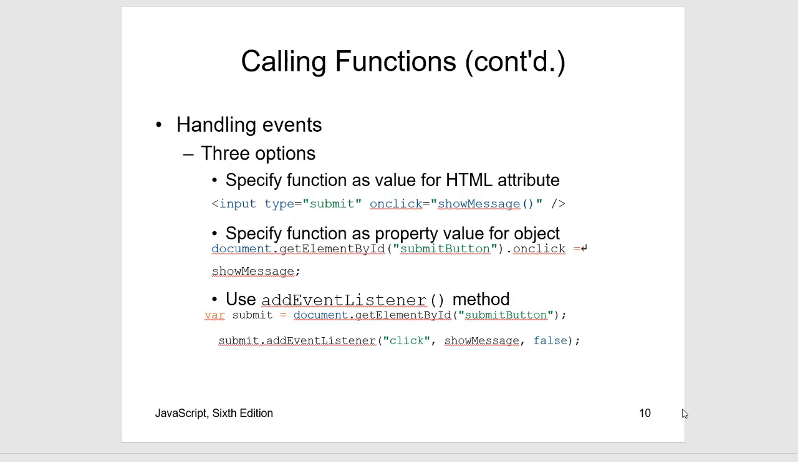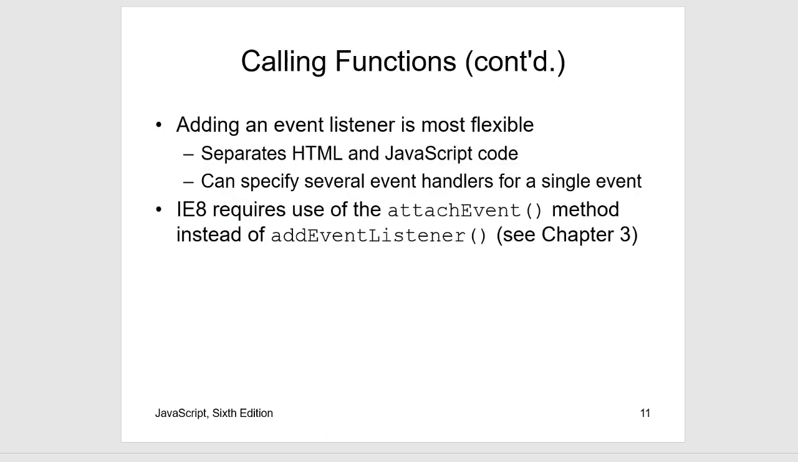document.getElementById submit button .onClick equals show message, meaning that if you find that submit button on the page, if that's what it's called, and regard that element, when it is clicked, it will show message. The addEventListener method is going to check to see if something is done. An event listener will see what the user is doing. Adding an event listener is the most flexible because that way HTML and JavaScript are kept separate.